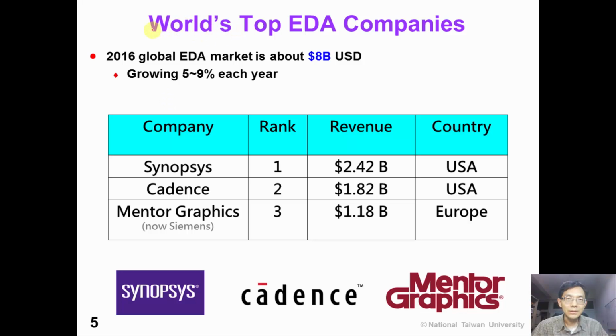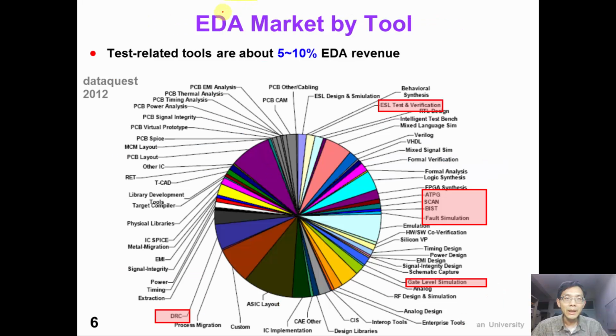This table lists the top 3 world EDA companies. In 2016, the global EDA market is about $8 billion. All the top companies, including Synopsys, Cadence, Mentor Graphics, provide very good EDA tools for testing. This pie chart shows the EDA market by tool. The test-related tools are highlighted in a box.